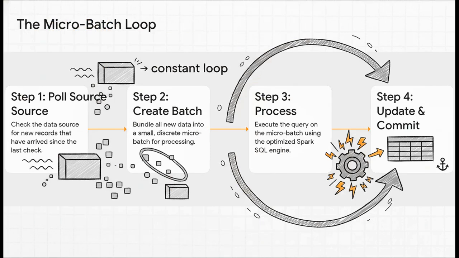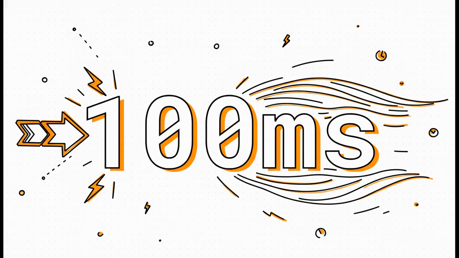So how does it actually do this? Well, under the hood, structured streaming is just running this constant, simple loop. It checks the source for any new data, bundles it up into a tiny micro batch, processes that little batch with the super powerful Spark SQL engine, and then updates your final results. And then it just does it again and again and again, forever. And please, don't let that word batch fool you. We are not talking about minutes or hours here. This microbatch engine is so incredibly fast that it can get end-to-end latencies down as low as 100 milliseconds. For almost every application out there, that is real time.